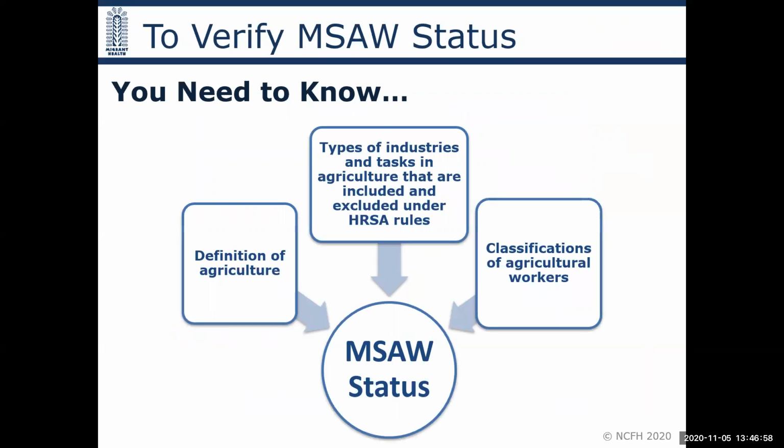So in order to verify migratory and seasonal ag worker status, we need to know three things. Basically, we need to know the definition of agriculture, the types of tasks and industries in ag that are included and excluded under the HRSA rules, and then the classification of ag workers, the steps that we're going to go through to classify your ag worker population.